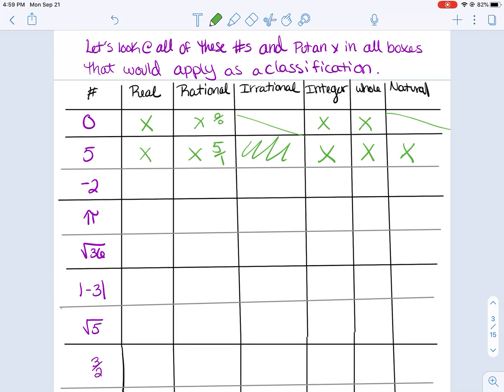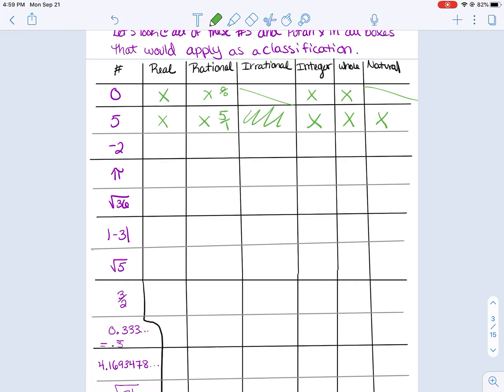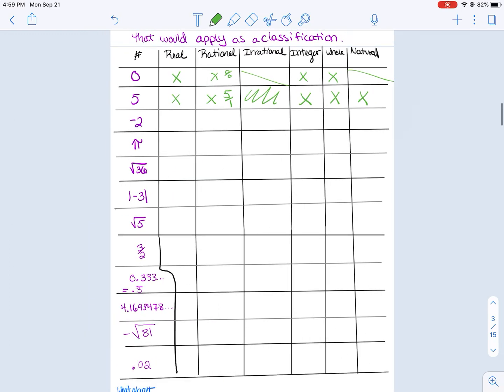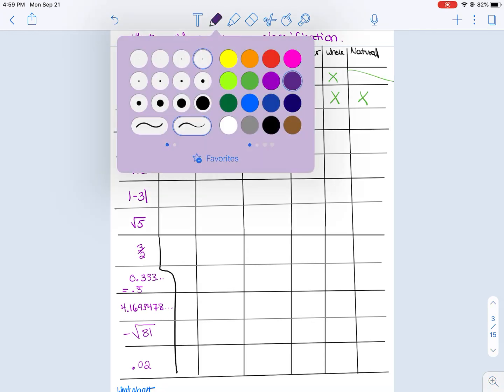So pause the video here. I would like you to go through the rest of these values. I will scroll up, zoom in, and see if you can classify each one of these values, and then tune back in a second, and we will go over them and see how well you did.